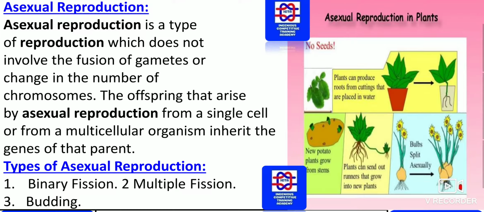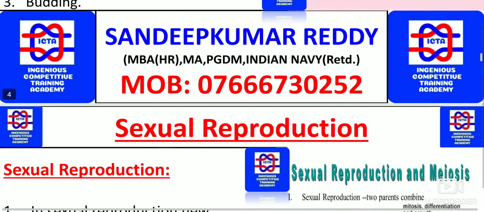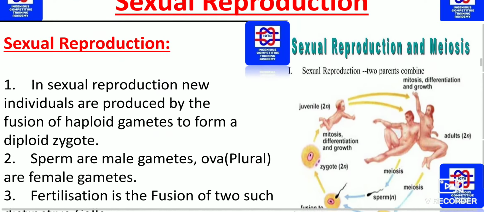Here, what are the types of asexual reproduction? Binary fission, multiple fission, and budding. So these are the few things where asexual reproduction takes place. You should know all this area of the asexual reproduction system. Next we have sexual reproduction.